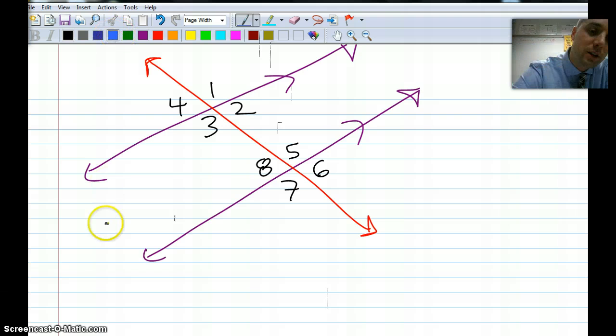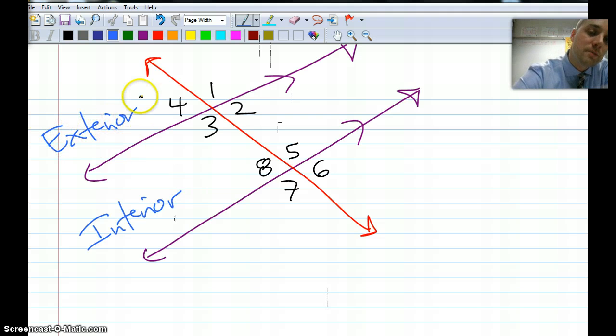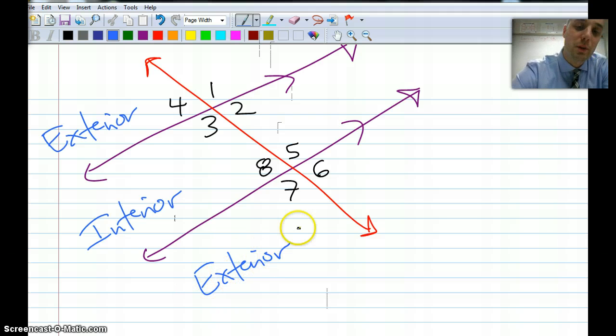And then the second thing I'd like you to do in there is just somewhere off to the side here, label interior, and then label the two exteriors. So you can see those as they apply to the different words that we have.